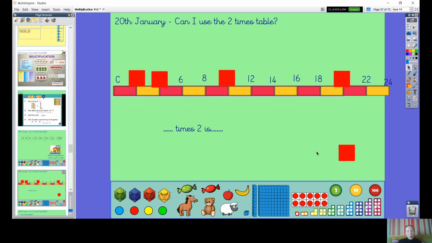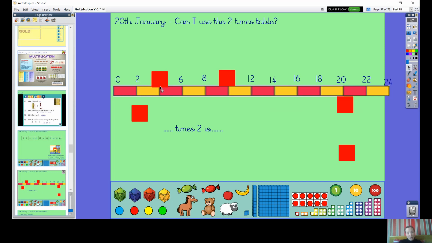Now, instead of hiding any more, I thought we could just jump about and have a think. So let's do this one. 4 times 2 is 8. Let's write this one. 9 times 2 is 18. 3 times 2 is 6. 1 times 2 is 2. And 10 times 2 is 20.